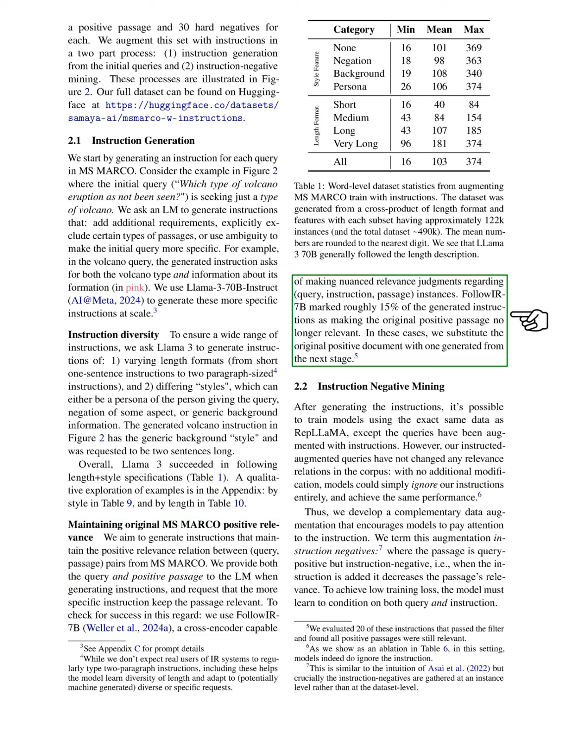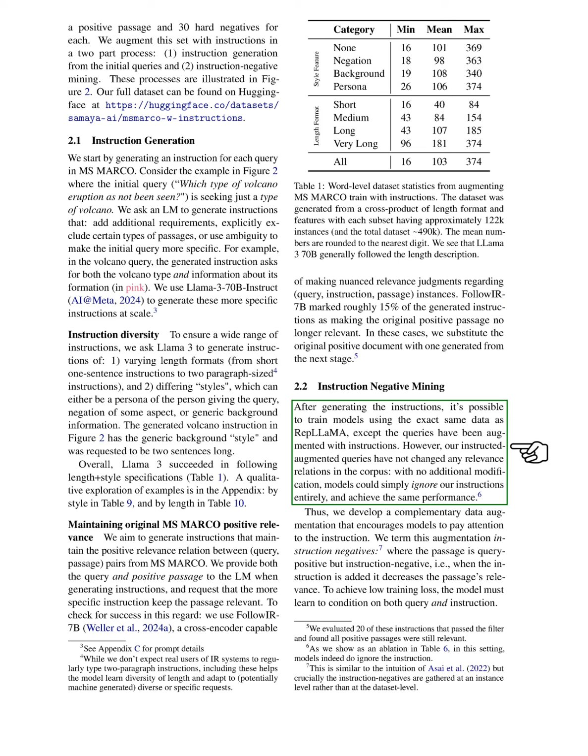We found that about 15% of the generated instructions made the original positive passage irrelevant. In such cases, we replace the original passage with one generated in the next stage. Next, we introduce instruction negative mining. After generating the instructions, we can train models using the same data as RepLLaMA, but with queries enhanced by instructions.